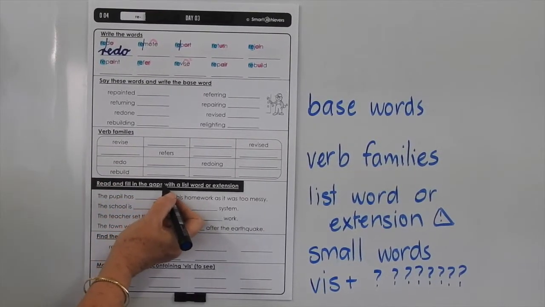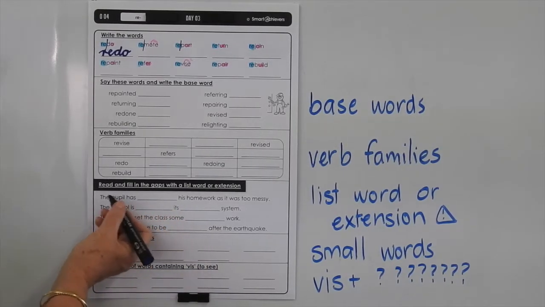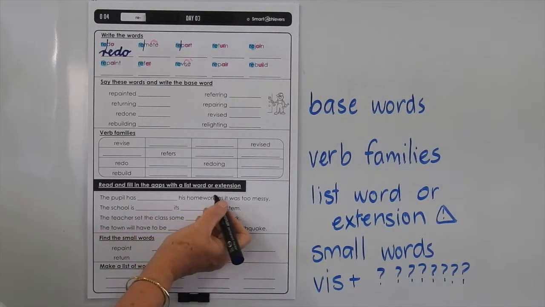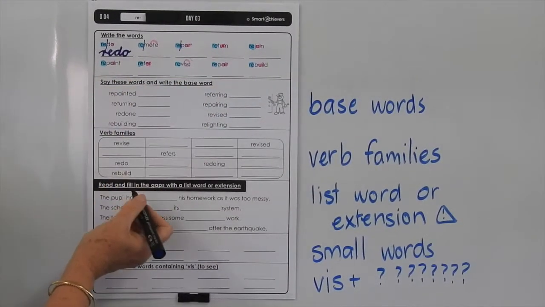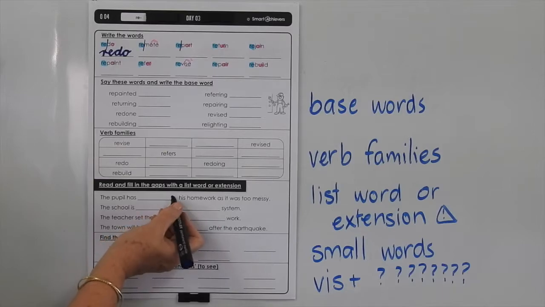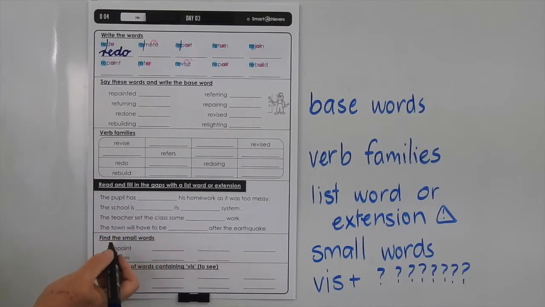Read and fill in the gaps with a list word or extension. So just be careful there. The pupil has something in his homework as it was too messy. You're going to have to work out what the list word is and make sure you use it in its correct form to make it sound correct within that sentence.